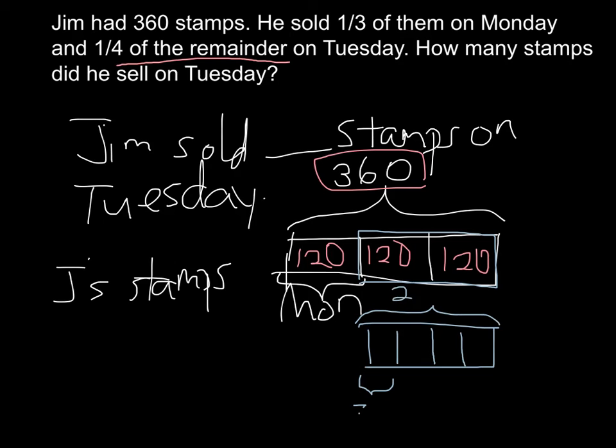And so what do I have? I have 240 stamps was what was left, and he sold 1/4 of them. So 1/4 of 240. Well, 1/4 of 240 we know is going to be just 240 divided by 4. 24 divided by 4 is 6, and there's a 0, so the answer is 60. Jim sold 60 stamps on Tuesday.